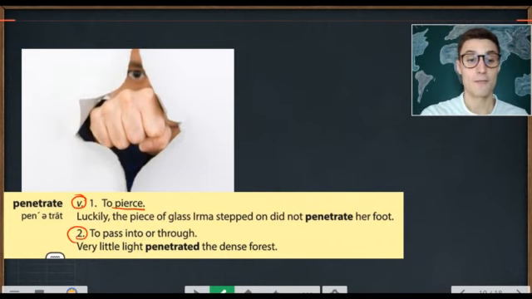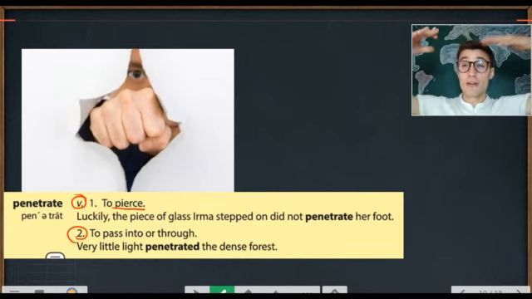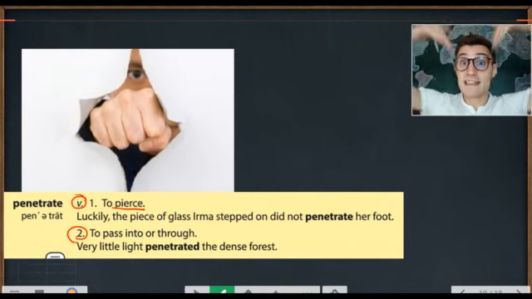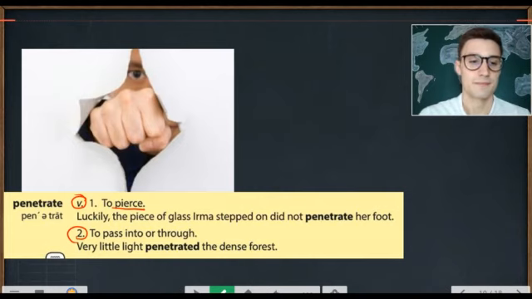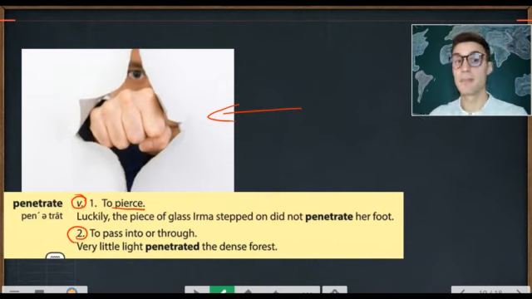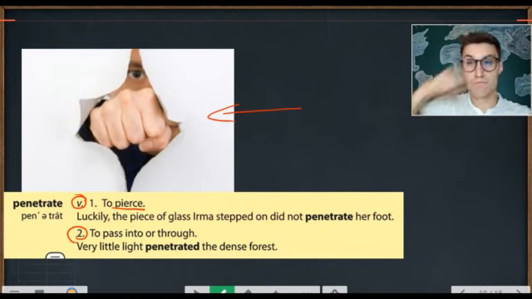The second verb meaning for penetrate is to pass into or through. Very little light penetrated the dense forest. So the trees are so thick, light cannot go through it. Light cannot penetrate it. This guy penetrated the paper by punching through it. Boosh! Great.